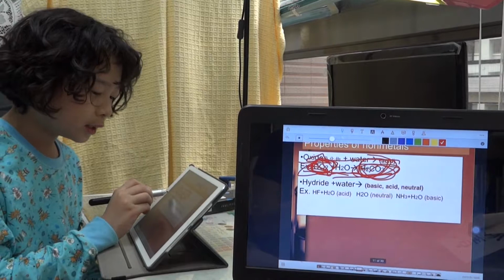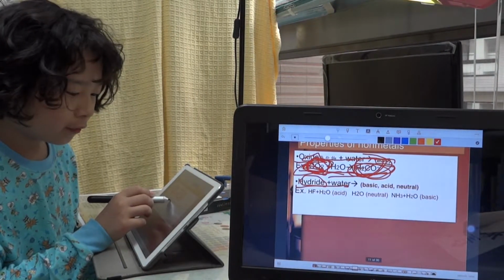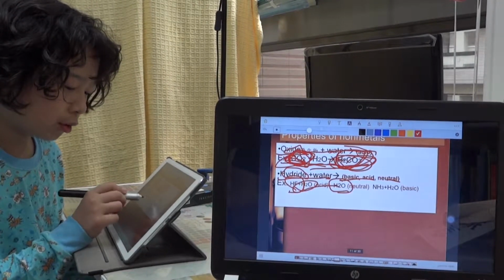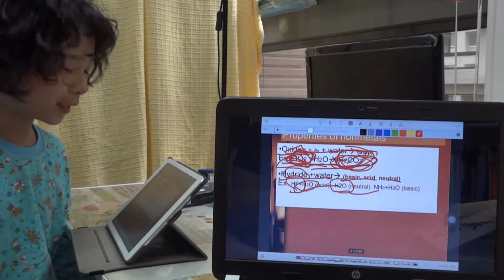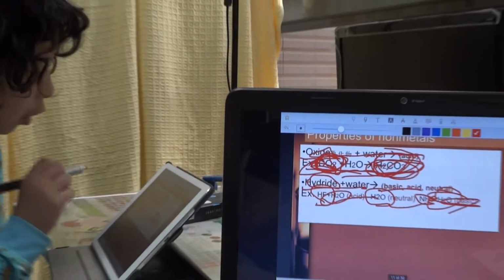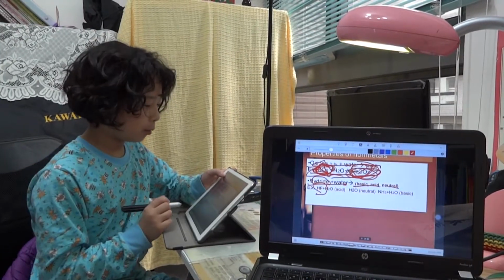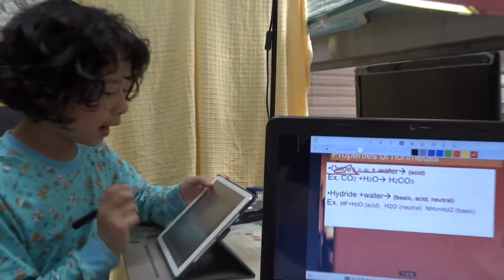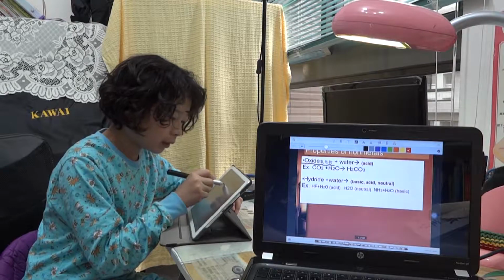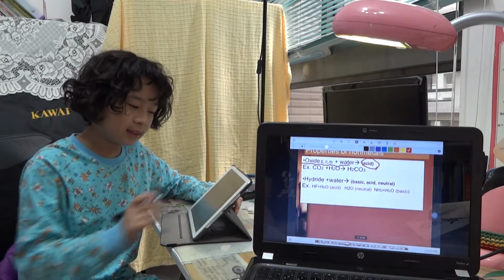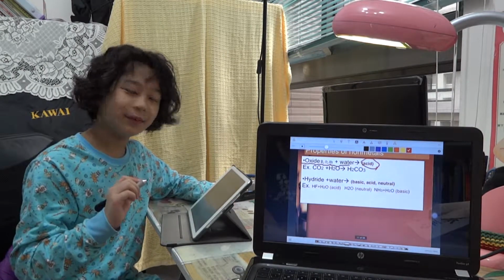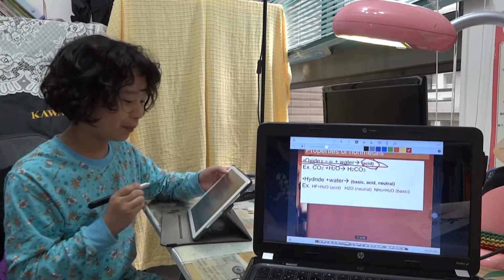Okay, so a hydride nonmetal put into water can form basic, acid, or neutral. For example, HF put into water is acid, and H2O is neutral. H2O put into water, and water is neutral. And HNO3 put into water is basic. So that means something is wrong. What is wrong? Water is a hydride and an oxide. So instead, an oxide put into water forms acid, but not always. Sometimes it becomes neutral. For example, hydrogen oxide put into water is neutral. So this is a little bit wrong.